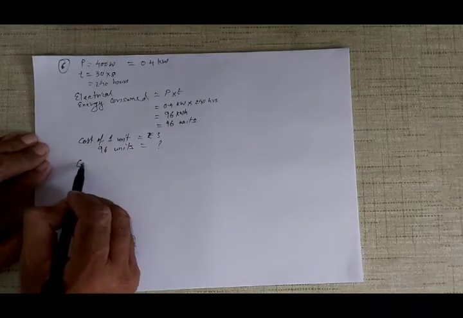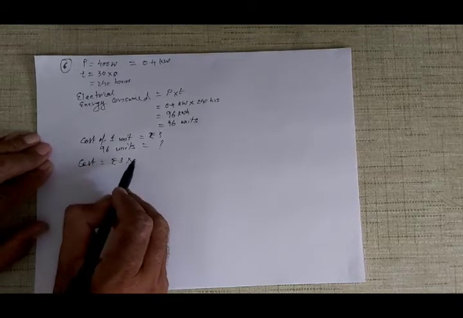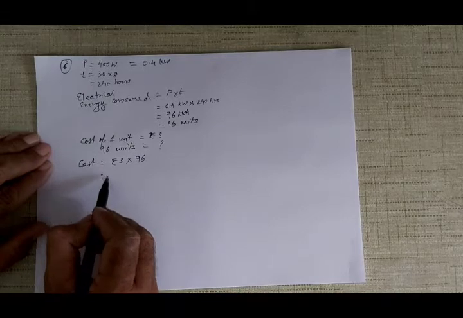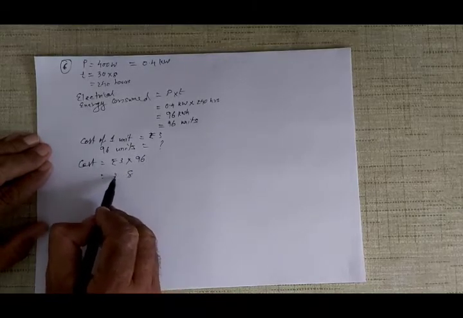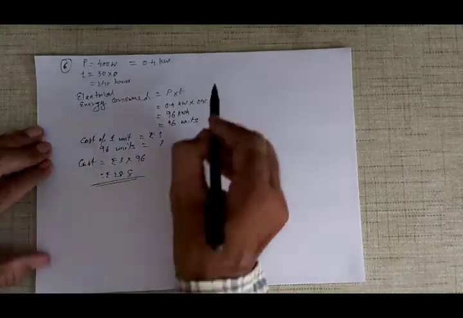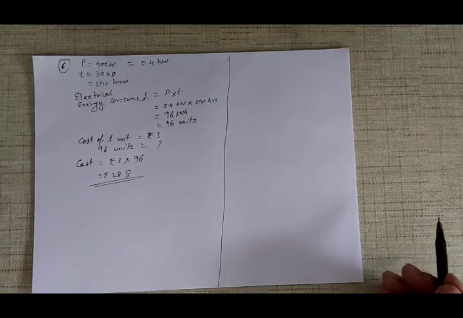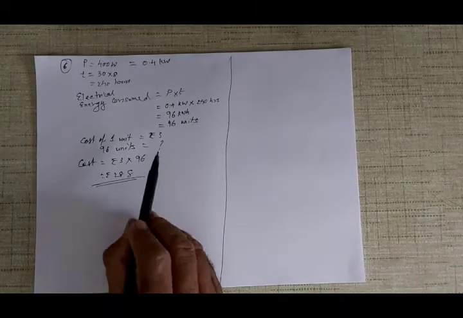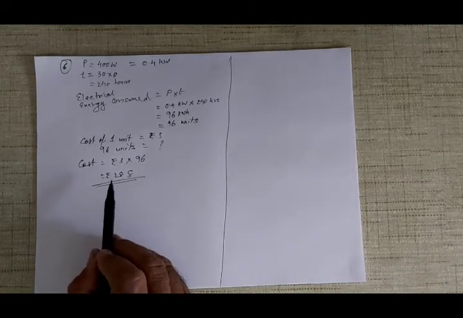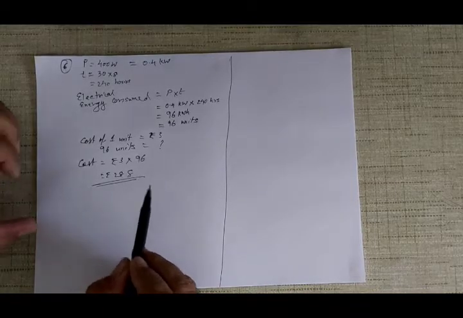So total cost will be equal to rupees 3 into 96. 6 3 is 18, 288. So 288 rupees. That is the cost of the electricity which is consumed by the refrigerator. That means in 30 days the cost will be 288 rupees. Alright, so you can see that these are textual.